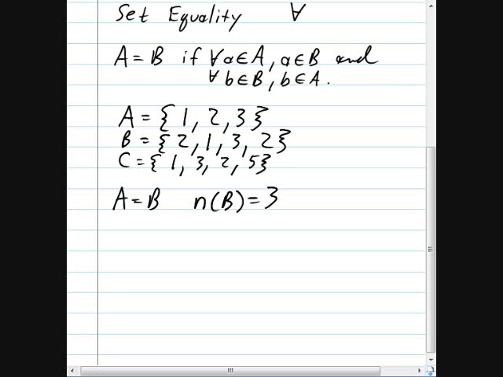Now we compare C to A. C contains the element 1, which is in the set A, 3, which is in the set A, 2, which is in the set A, and 5 cannot be found in the set A. Therefore, A does not equal C. And likewise, B does not equal C, since we know that A is the same as B.